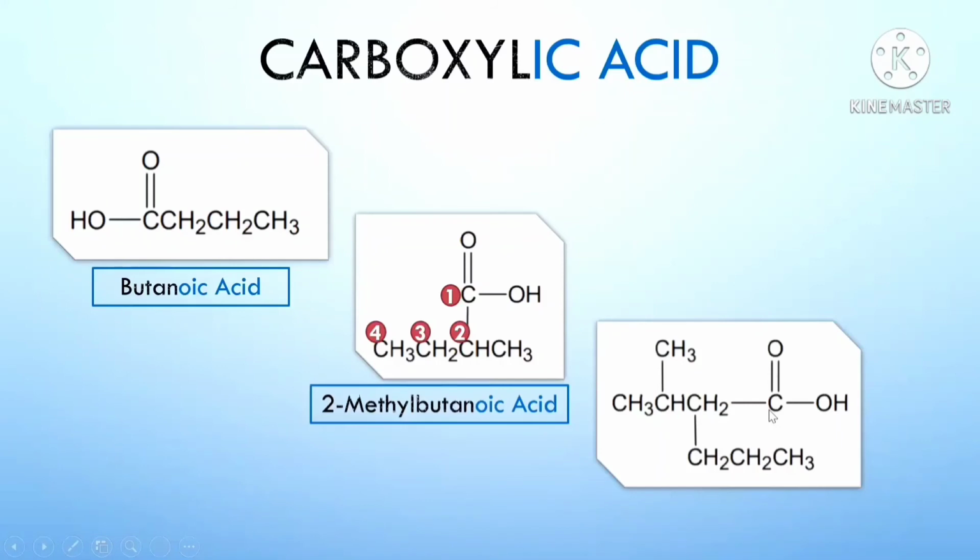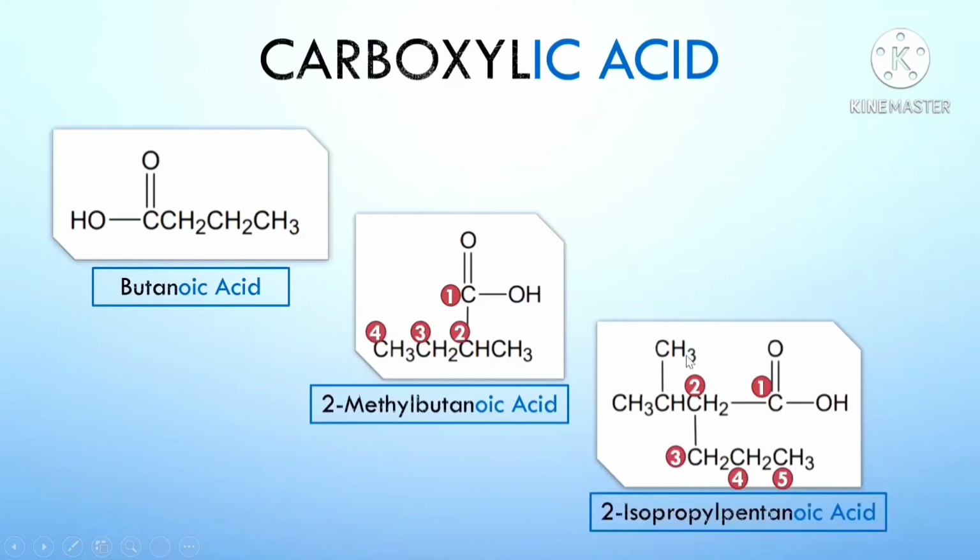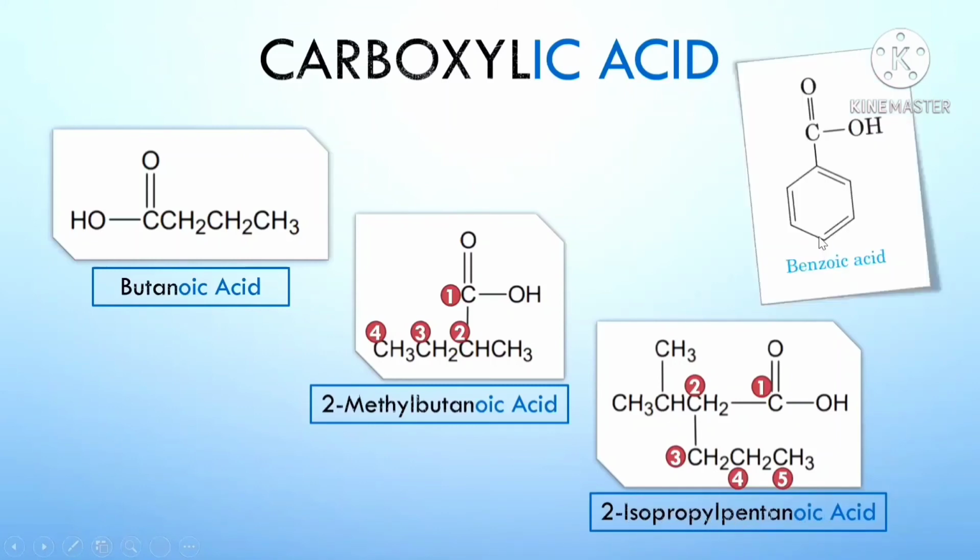This example is a bit tricky, so first we have to find the parent chain, which is the longest continuous carbon-carbon chain, which includes the carboxyl group. So this is 1, 2, 3, 4, 5. So we have a pentanoic acid, and on carbon number 2, we have an isopropyl group attached. So the name would be 2-isopropyl pentanoic acid. An aromatic carboxylic acid is called benzoic acid.